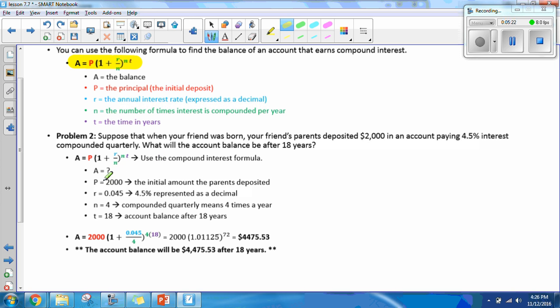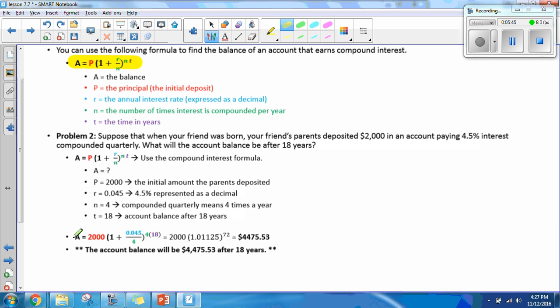The principal amount was $2,000. The rate of the interest is 0.045, which is the decimal form of 4.5%. N equals 4 because the interest is compounded quarterly, which means 4 times a year. And t is going to equal 18 since we're looking for the balance after 18 years.